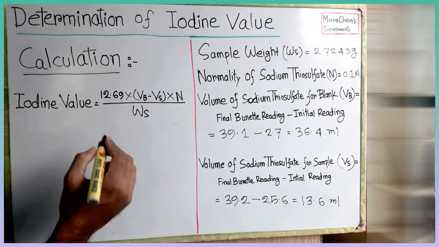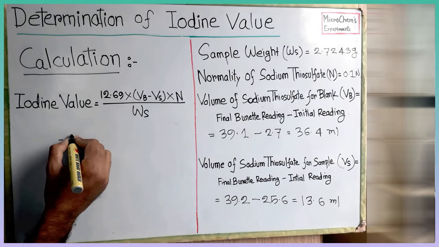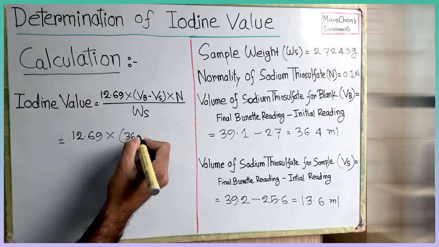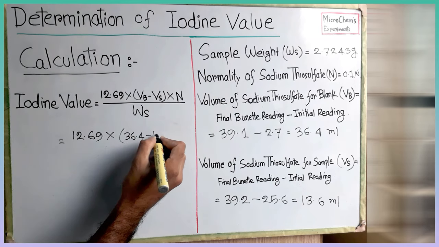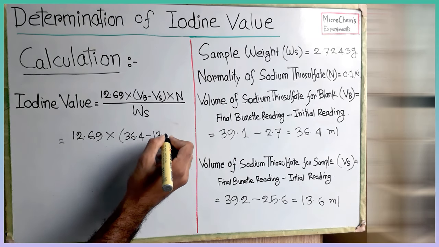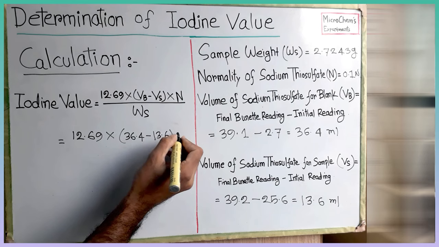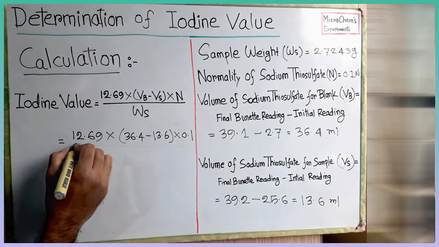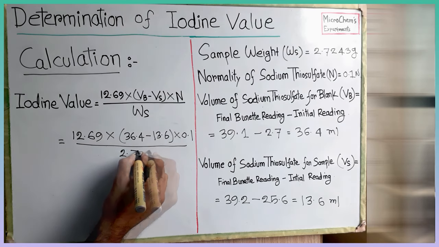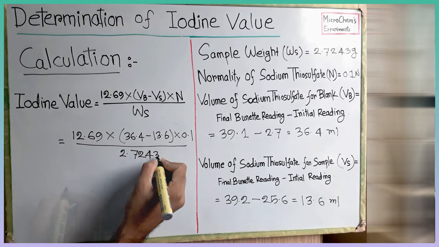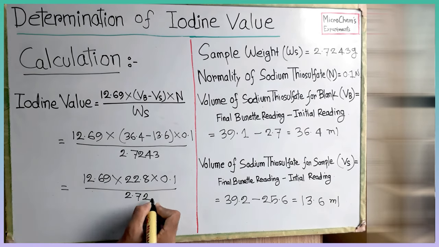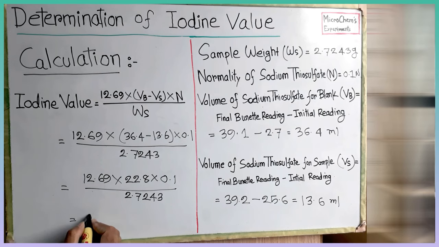Let's put all of the values in the equation given on the left side of the board. By solving the equation, we get the iodine value of our sample is 10.62.